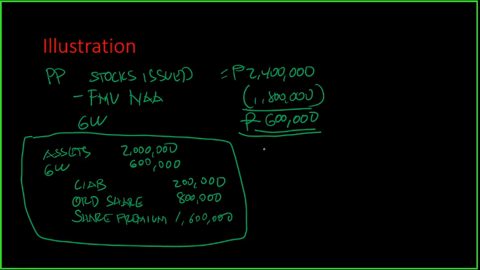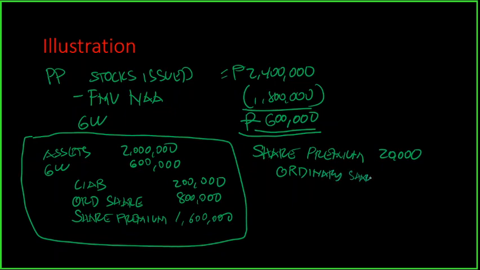It's going to be a debit to adjustment, no? So, that's going to be a debit to your share premium, debit to share premium at 20,000 pesos, and credit to your ordinary shares also at 20,000 pesos. As you can see, we did not record any additional share premium and no adjustment to your goodwill.